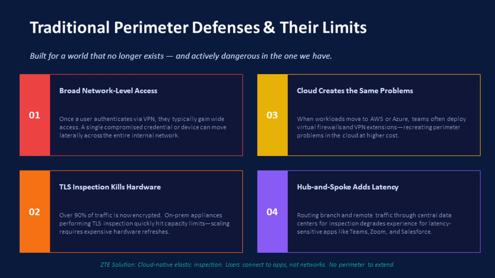TLS inspection: over 90% of traffic is encrypted. Your on-prem appliances have to decrypt it all to inspect it, and they hit hardware limits fast. Scaling means buying more boxes. Cloud recreates the problem when teams lift and shift to AWS. They often just deploy virtual firewalls and extend VPNs into the cloud. Same perimeter, same problems, higher cost. Hub-and-spoke latency: routing all branch and remote traffic through a central data center to reach a SaaS app that's in a Microsoft data center across the street from your user is just wasteful, and users feel it.